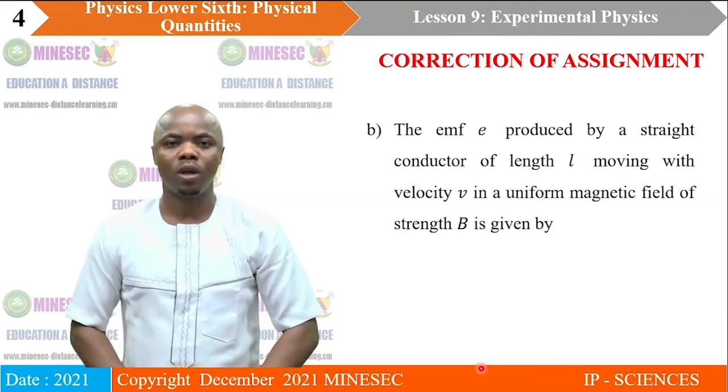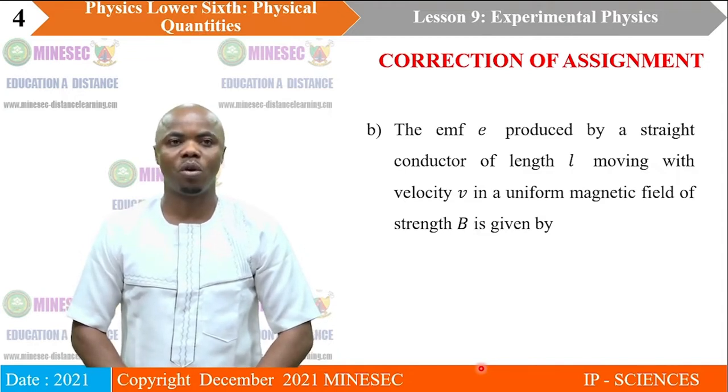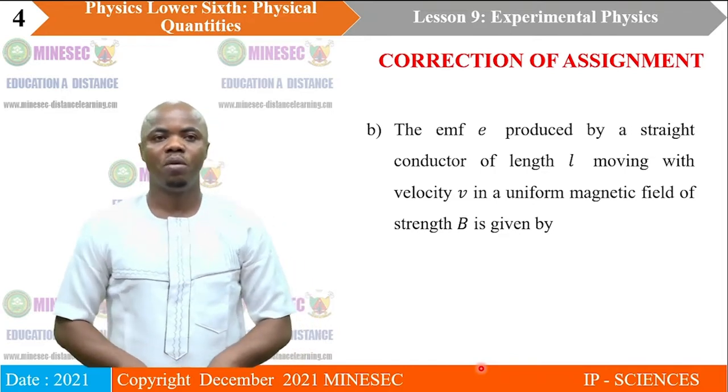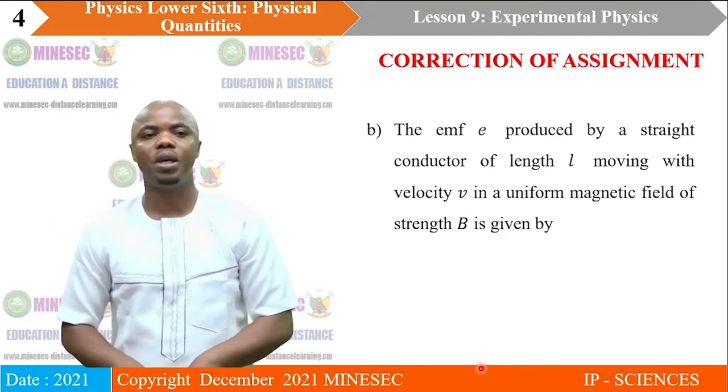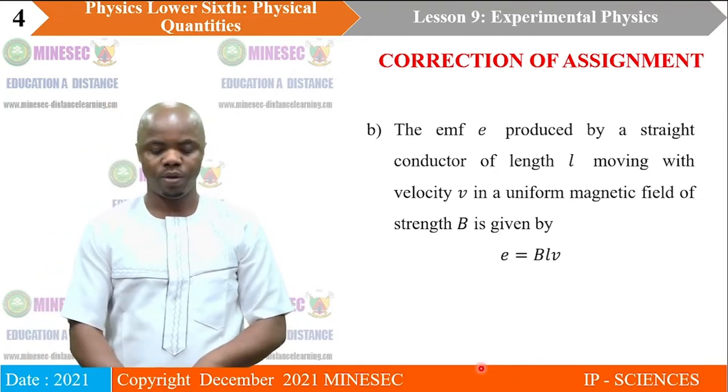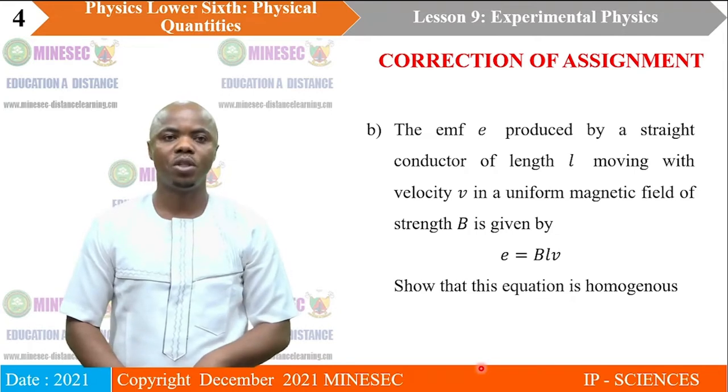The second part of the assignment: the EMF E produced by a straight conductor of length L moving with velocity V in a uniform magnetic field of strength B is given by E equals BLV. Show that this equation is homogeneous.